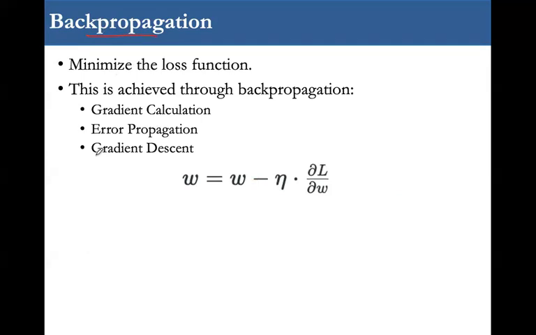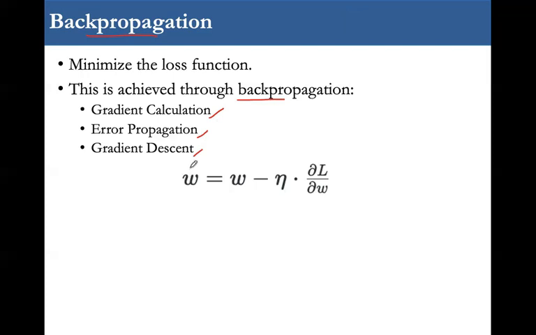The goal of training an MLP is to minimize the loss function by adjusting the network's weights and biases. This is achieved through back propagation. It actually works with gradient calculation, error propagation, and gradient descent. So we'll see what gradient calculation is. The gradients of the loss function with respect to each weight and bias are calculated using the chain rule of calculus. In error propagation, the error is propagated back through the network layer by layer.